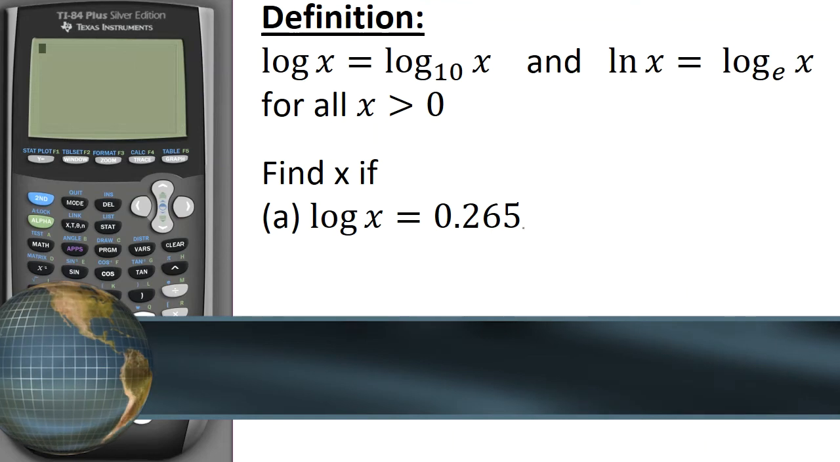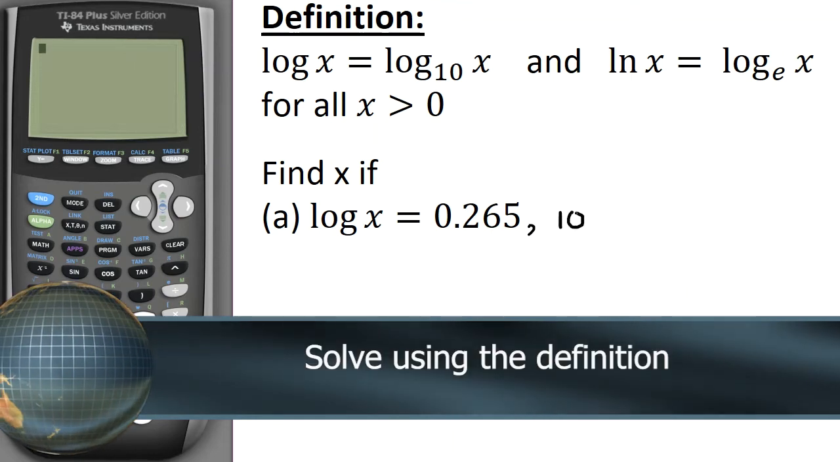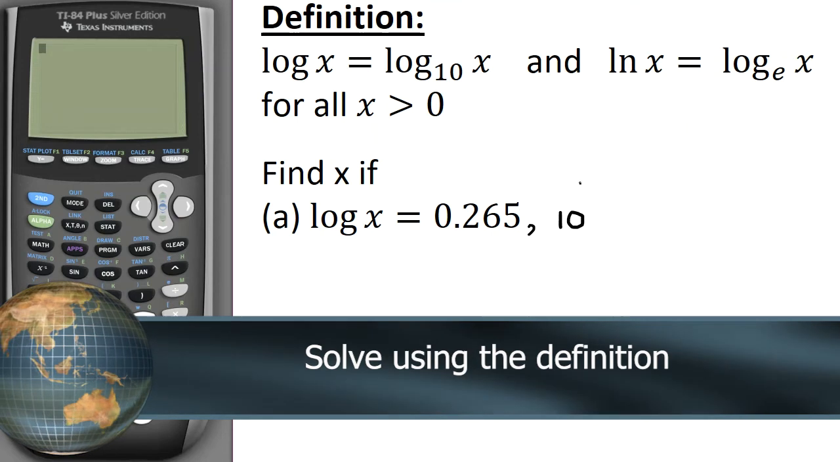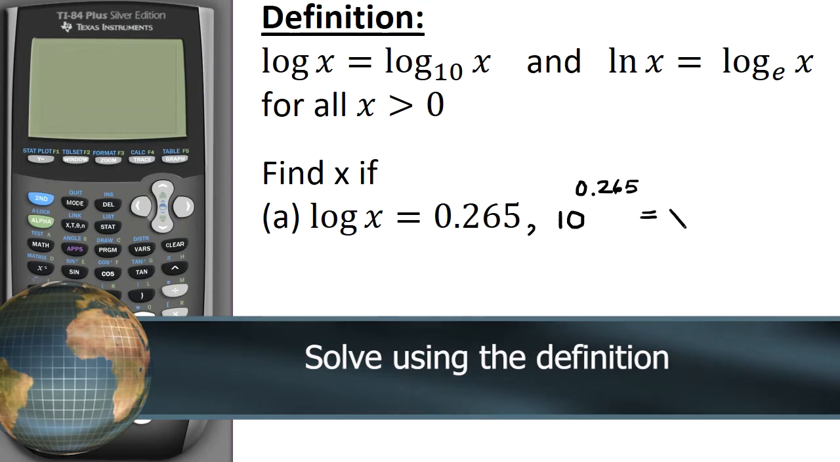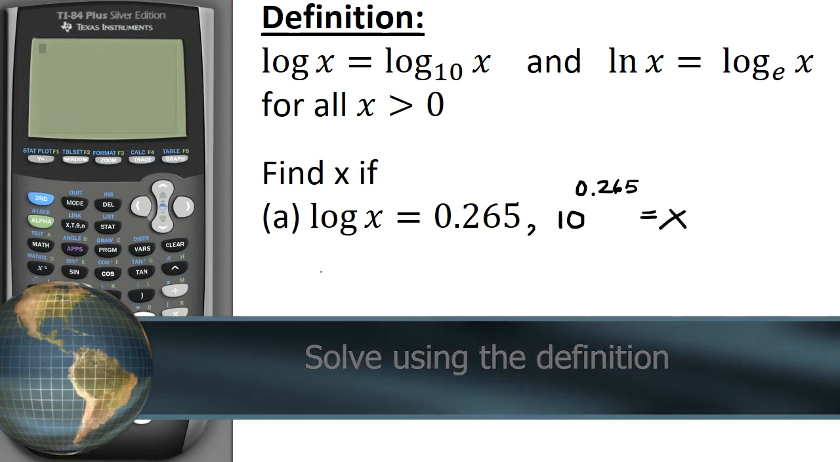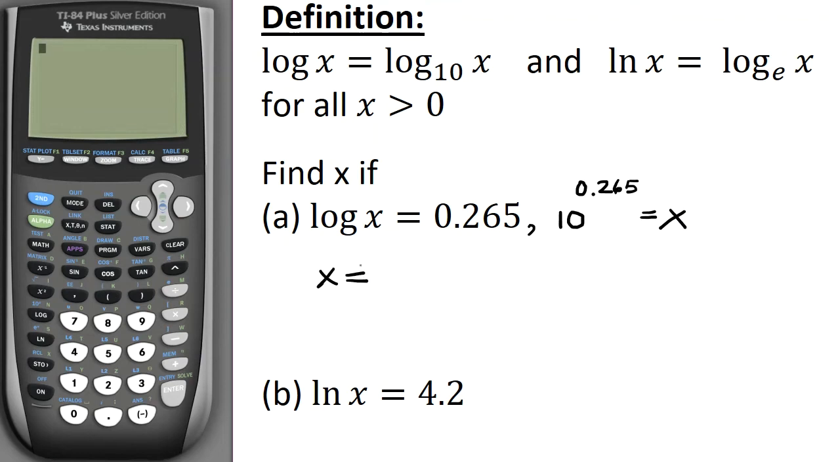By the definition, I know I have base 10, and a logarithm is an exponent, so it's base 10 to the 0.265 equals the argument of the function, which is x. And I can calculate that on my calculator. I'm likely going to have to do an approximation. So 10 to the power 0.265, and that's going to give me 1.84077, etc. So I'm going to round that off. I'm going to say that's approximately 1.84077.